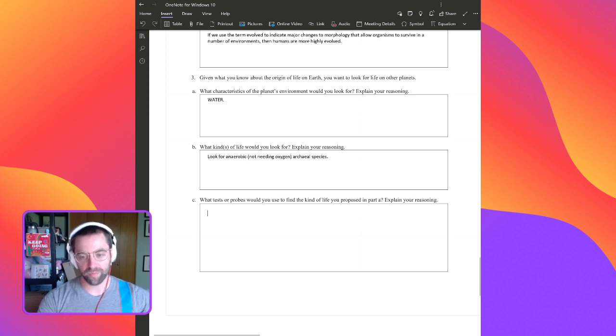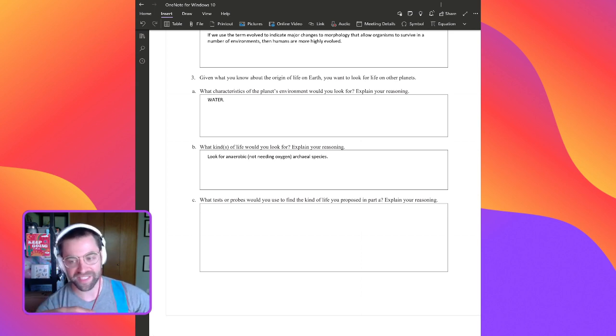What tests or probes would you use to find the kind of life you proposed in Part A, and explain your reasoning? So, to answer this question, you need to make some assumptions. That life on other planets may have evolved similar to life on Earth. This assumption is supported by Stanley Miller's experiment, the abiotic synthesis experiment, which indicated that key organic compounds present on Earth can be produced under reducing atmospheric conditions.